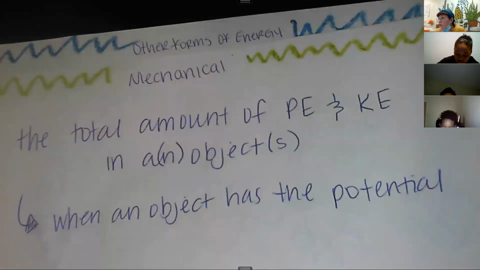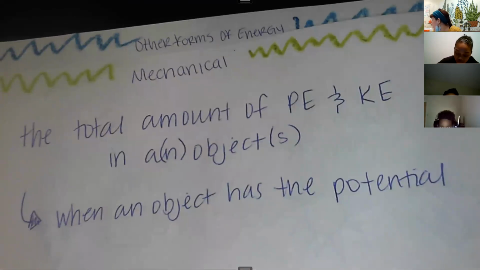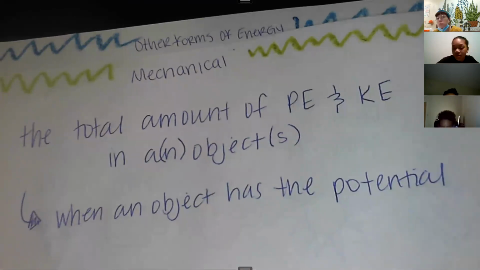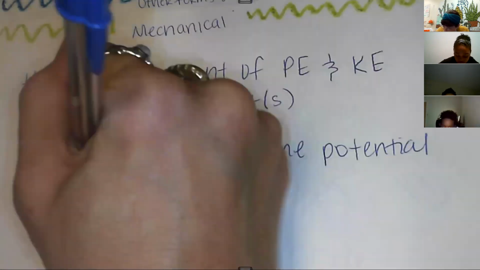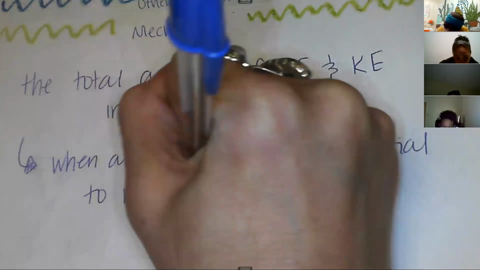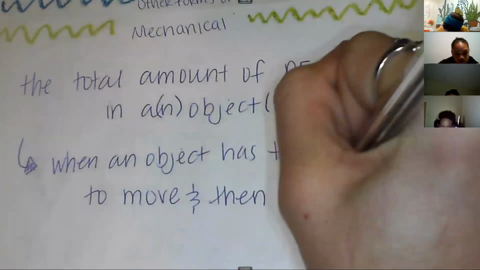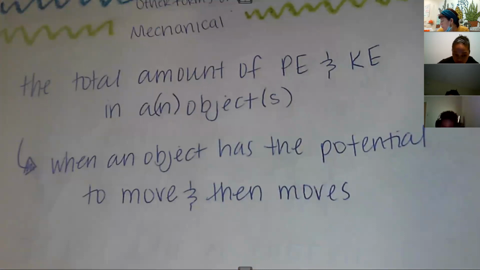Just like that spring, right? It had the potential to move when I stretched it, and then I let it go, and then it moved, right? So when an object has the potential to move, and then it moves. The ability to move, really.